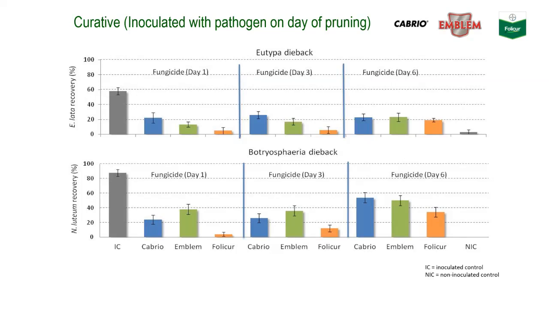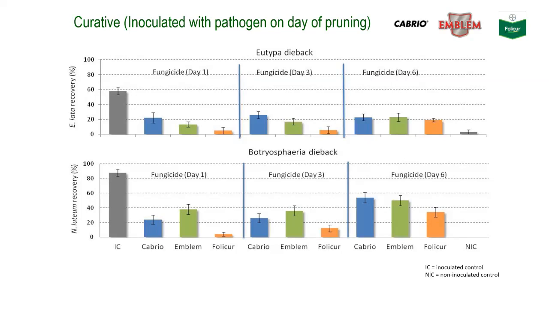So it's like hitting two birds with one stone. So again, if you don't apply any fungicides and there's spores present in the vineyard, you will get around 80% infection. However, if you apply the fungicides on the day after infection, as well as 3 days or 6 days, you will significantly reduce that infection.